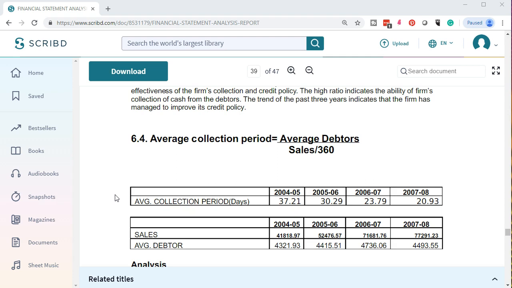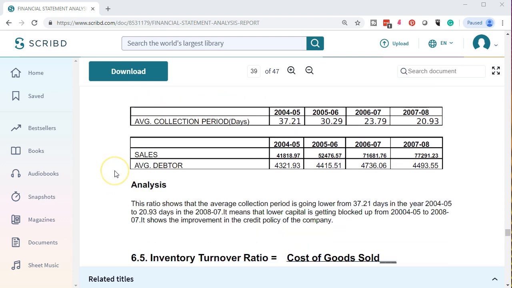Next one, we have the average collection period: average debtors divided by sales, times 360. Here are going to be our calculations.